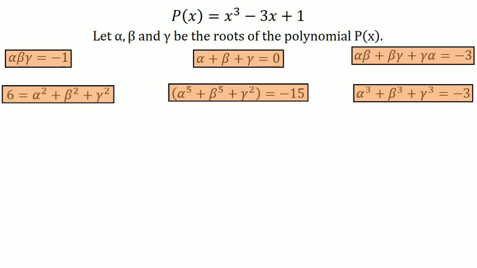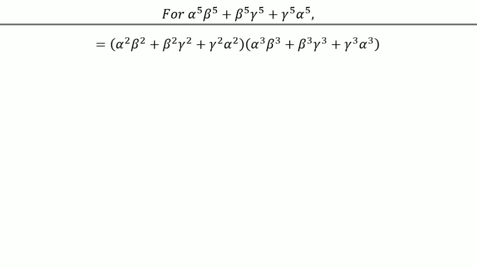Now for (alpha beta)^5 + (beta gamma)^5 + (gamma alpha)^5, we just do the same thing that we did before. Now we multiply the second power of the sum of roots with the third power of the sum of the roots.